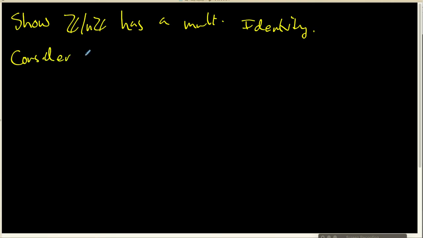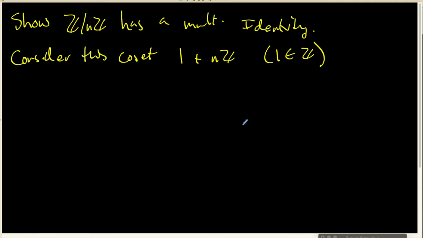Here's my proof. Consider this coset, 1 plus NZ. 1, of course, is a perfectly good integer, and 1 happens to be the multiplicative identity inside the integers. So this particular thing is indeed a left coset, so it belongs to Z mod NZ.